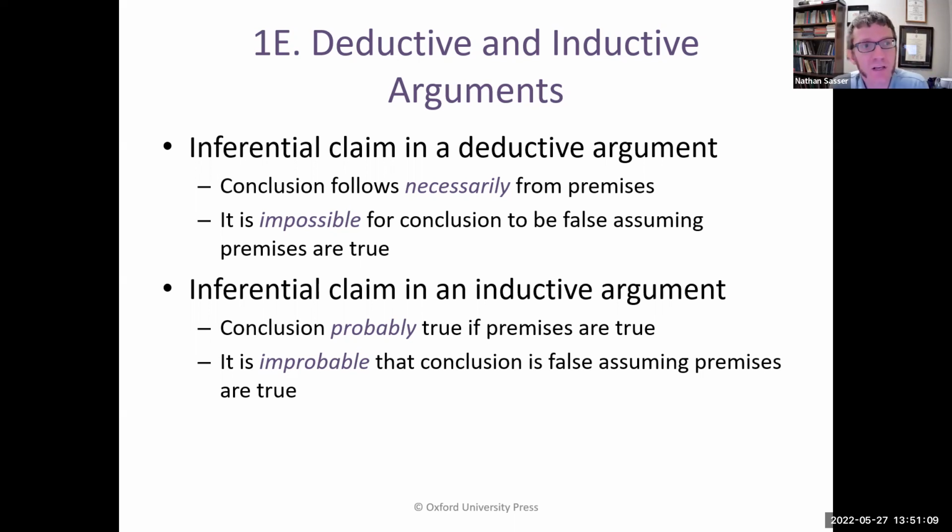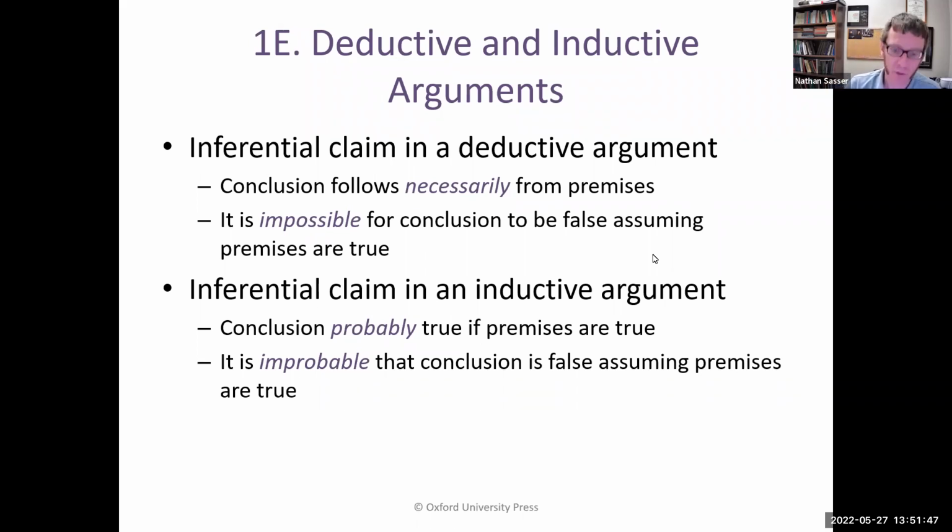A deductive argument is one which is making a certain kind of inferential claim. It's claiming that if these premises are true, then the conclusion follows necessarily. It's not possible for the premises to be true, but the conclusion to turn out false. An inductive argument is making a more modest inferential claim. It's claiming that if these premises are true, then the conclusion is probably true. It's possible that the conclusion could turn out false, but it's likely that it's going to be true.